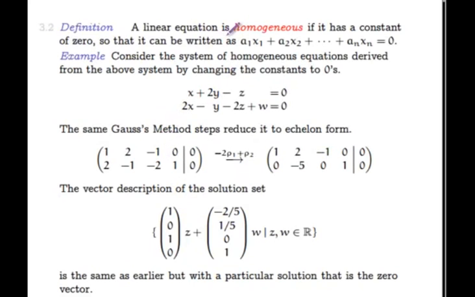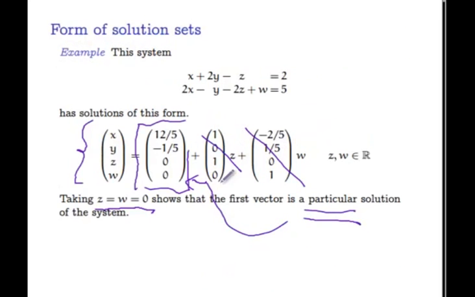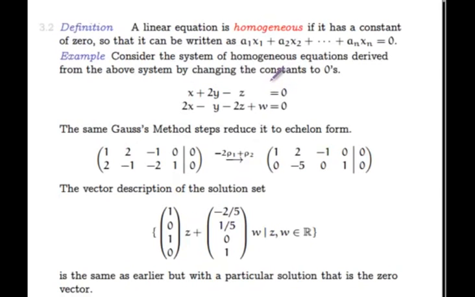Now, a linear equation is homogeneous if it has a constant of 0. So it can be written in this way. We have our linear combination on the left, but you have 0 for the constant term. Here we had a system of equations that was not homogeneous, but we can write the corresponding homogeneous system that has zeros in the constant positions. So take a look at this system. This is the very same system, but I've replaced the constants with 0.